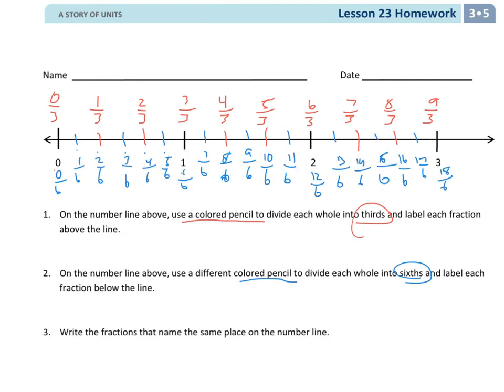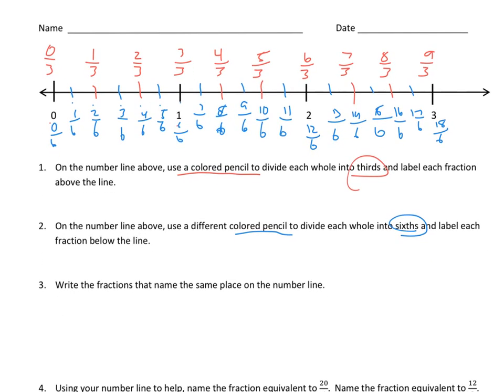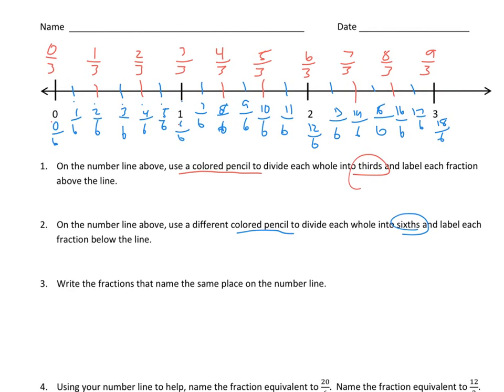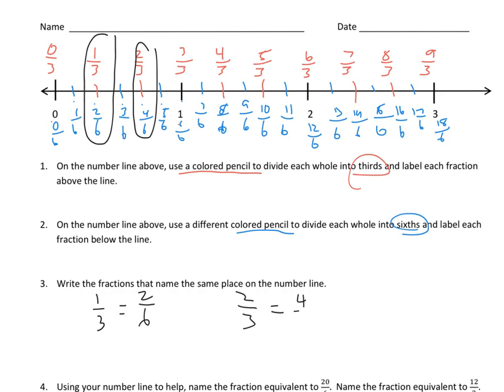And I see for number 3 it says, write the fractions that name the same place on the number line. And I'll do 2 examples of this one for you because there's a bunch of them up here. The first one I want to take a look at is right here. It's wherever there's a third and a sixth at the same line. So 1/3 equals 2/6. Another one could be right here because they share the same line. 2/3 is equivalent to 4/6. So you're going to do that with each of the ones where they match up on the number line.